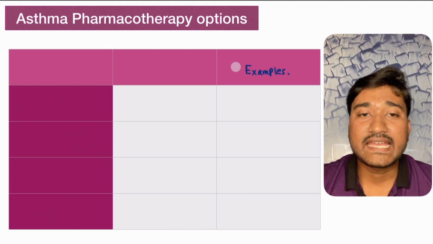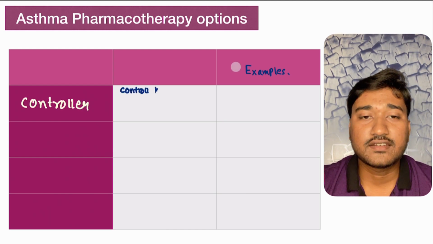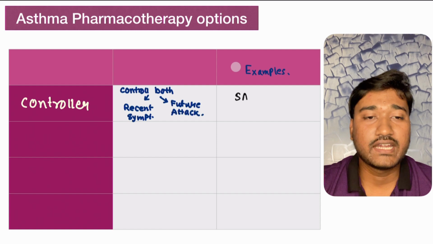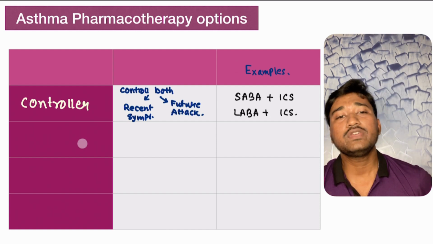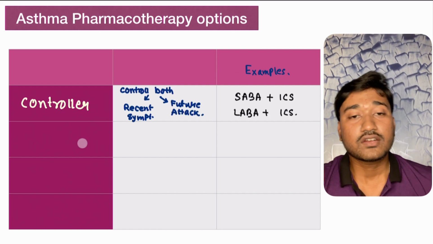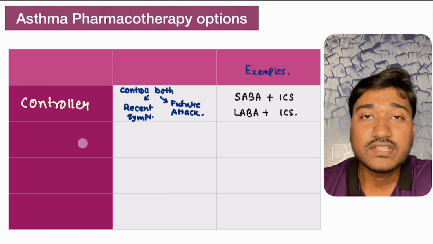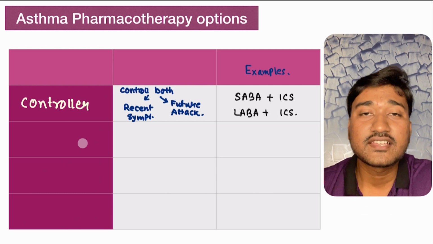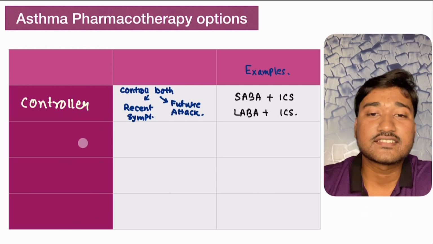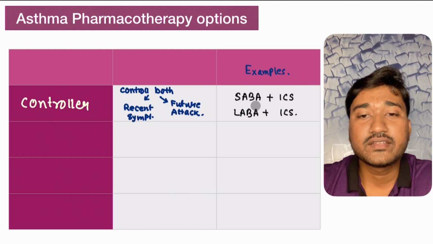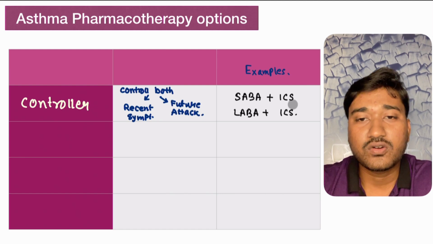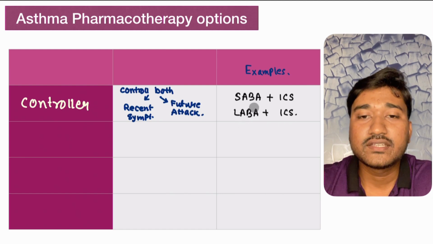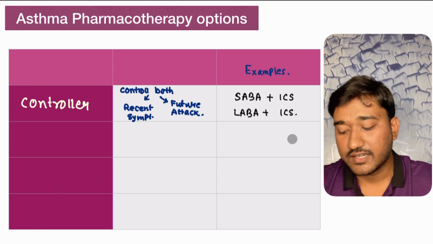So, some asthma pharmacotherapy options that are used as per the GINA 2024 guideline. Look here, we have controller. And what is controller? Controller means that it can control the recent symptoms as well as prevent future attacks. The example is SABA, short-acting beta agonist, with ICS, inhalational corticosteroid, or LABA, that is long-acting beta 2 agonist, with ICS, inhalational corticosteroid.